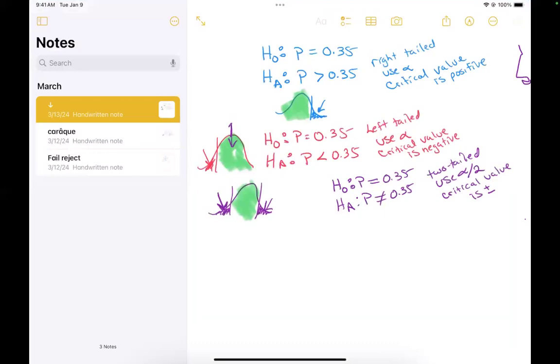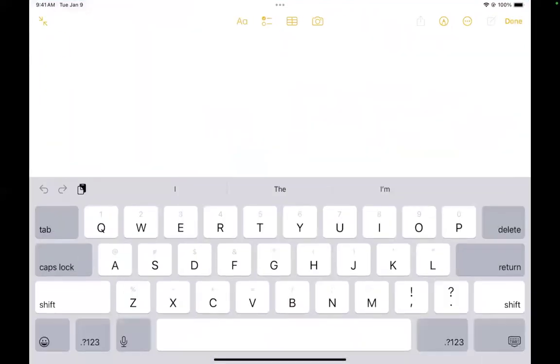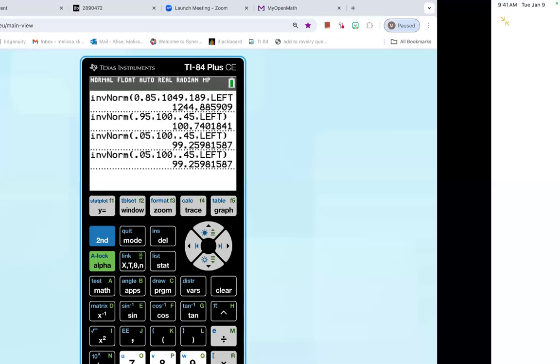Let's get a new note. All right. Go away. All right. So I'm going to go to the homework because there's a couple of, yeah, don't use homework. You got to use parentheses. Okay. I'm going to go over to my open math.